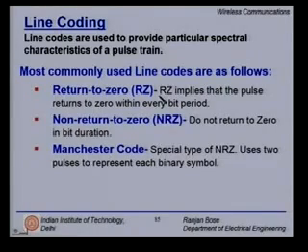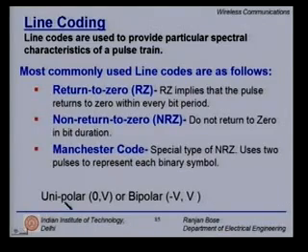Please remember, if you had a simple positive pulse to represent a 1 and a negative pulse to represent a 0, and you did have a long chain of 1s, there will be no transition. RZ and NRZ do take care of this problem to some extent. Manchester code will ensure, no matter how long your chain of 1s or 0s is, you will always have a transition. And hence, you can recover the carrier or the synchronization at the receiver.